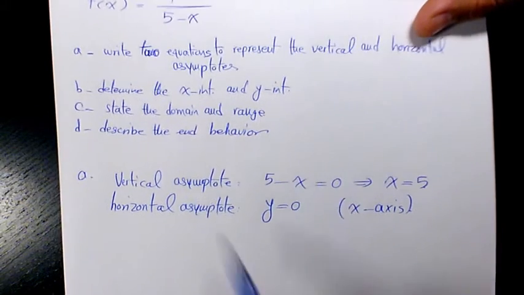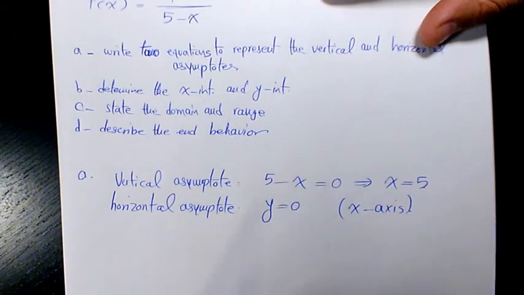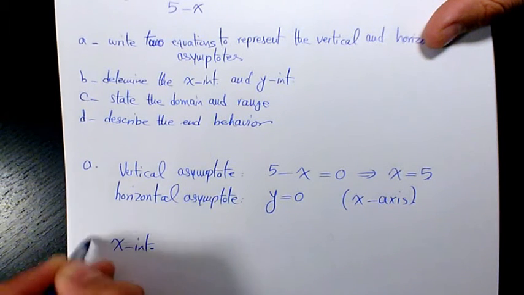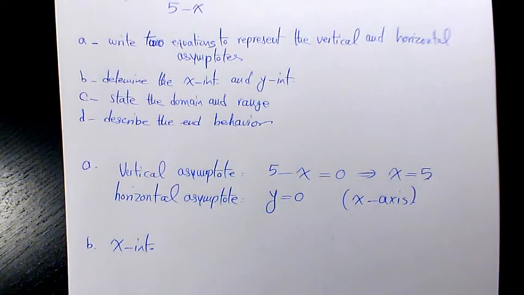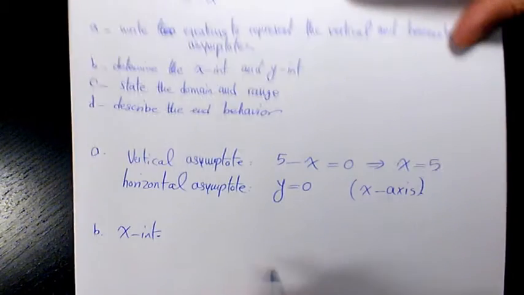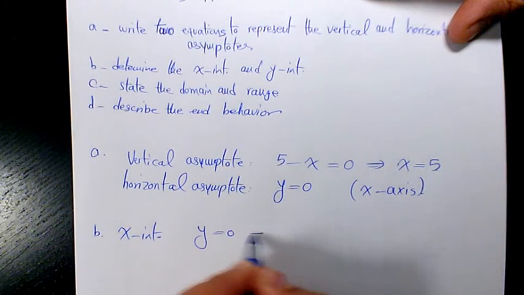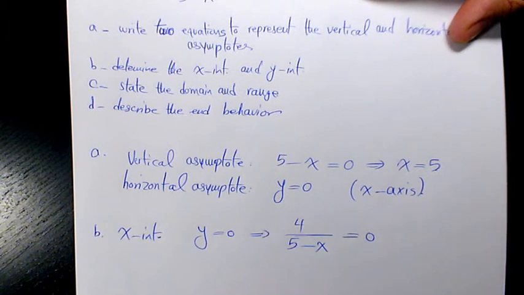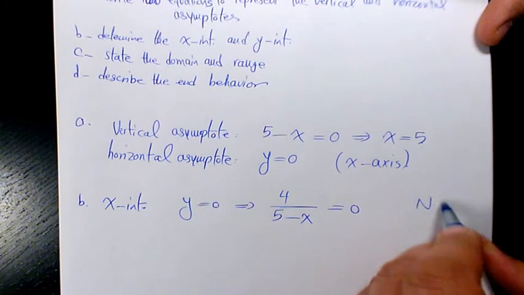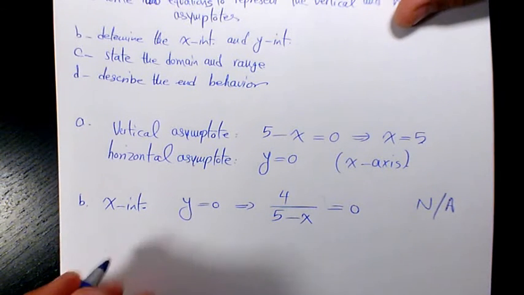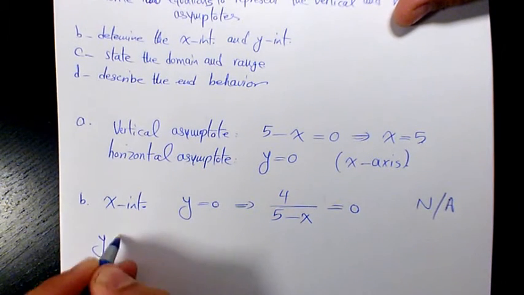Now, we need to find the x-intercept and y-intercept. The x-intercept is where this function crosses the x-axis, which means that y has to be 0. So 4 over 5 minus x has to be 0. And that's not possible because this function cannot be 0. The numerator is 4.